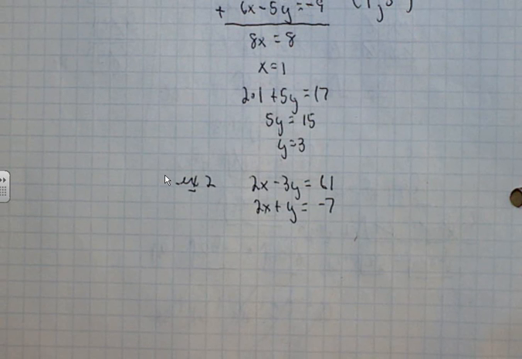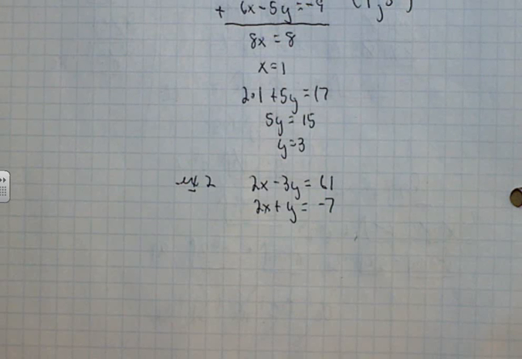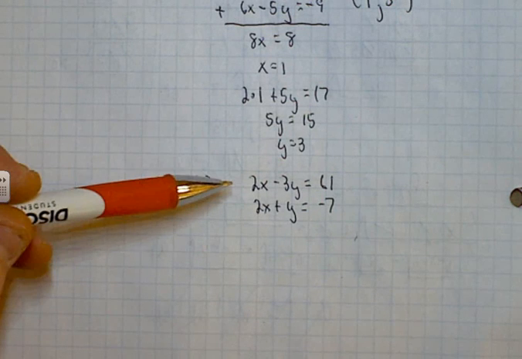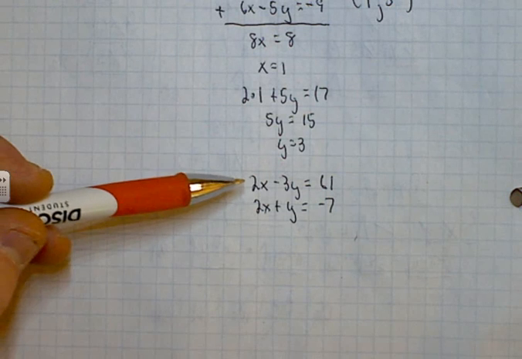Yes, it says 61. Step 1, are they in standard form? Yes. Step 2, we have to eliminate an x or a y. Can we eliminate the x's? No, they're not opposite. Can we eliminate the y's? No, they're not opposites. They have to be opposites. So what you have to do is ask yourself, do I want to eliminate the x's or eliminate the y's?